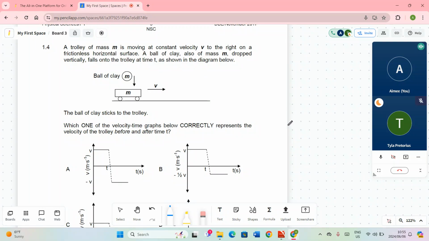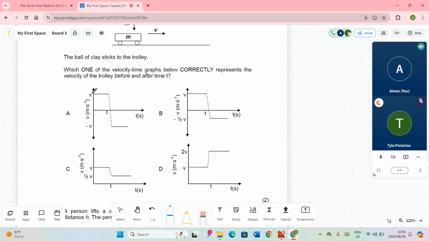Okay, so it's important to remember that the first part of the graph will represent the first half of the motion, and the second half of the graph will represent the second half of the motion. Okay, so initially our velocity is going to be v. Our initial velocity for our trolley is going to be v. So it could be this one, it could be this one, it could be this one, or it could be this one. So the only way we're going to tell which answer it is is by figuring out what the value for the second half of the motion is. Okay, we can't eliminate any of them based on the first half of the motion.